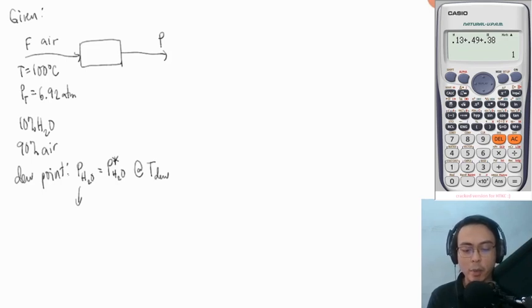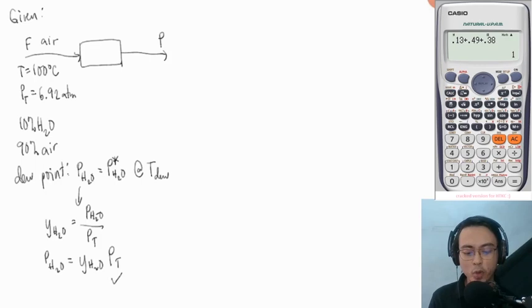How do we get the partial pressure? Dalton's law. The mole fraction of water is equal to the partial pressure of water all over the total pressure. Rearranging, the partial pressure of water is equal to the mole fraction of water multiplied by the total pressure. Do we have the total pressure? Yes, that's 6.92 atmosphere. Do we have the mole fraction of water? Yes, that's 0.1 from 10% water by volume. So you can immediately solve for the partial pressure of water.